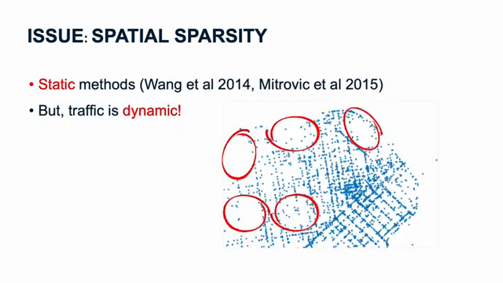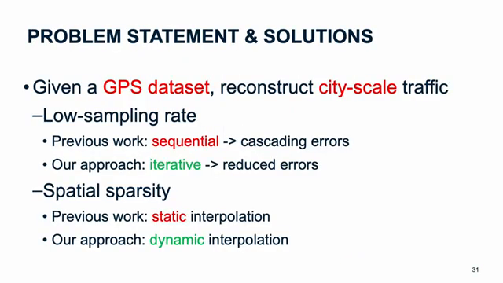Another problem with GPS data is the sparsity of the data. And in addition to that, not only do we have sparse data, but most reconstructions using sparse data sets also assume that we have sort of static traffic based on the current sparse data that we have. So to sum up, our problem here is, given the GPS data sets, how can we reconstruct city-scale traffic, knowing that we have low sampling rate and sparse data?